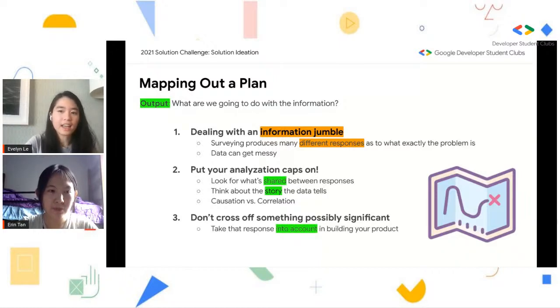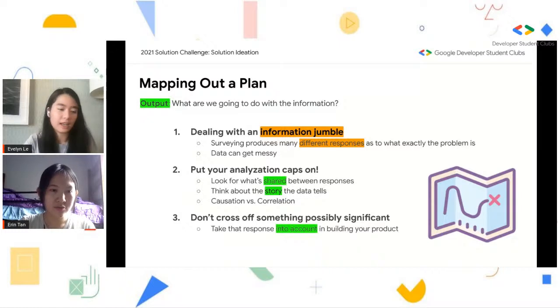Yeah, I totally agree that the data can sometimes be really messy, and it's really important to look at what parts are shared between the responses. And also just to highlight for everyone who is watching, one of the earlier points that Erin mentioned is to try phrasing your question in a way that keeps your data clean. So for example, in the first example that Erin mentioned, right?